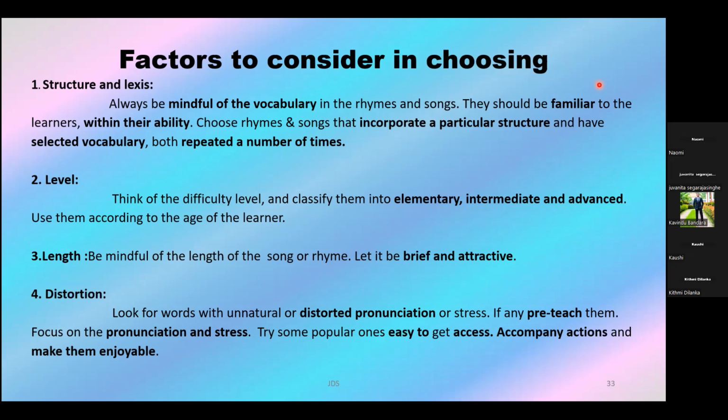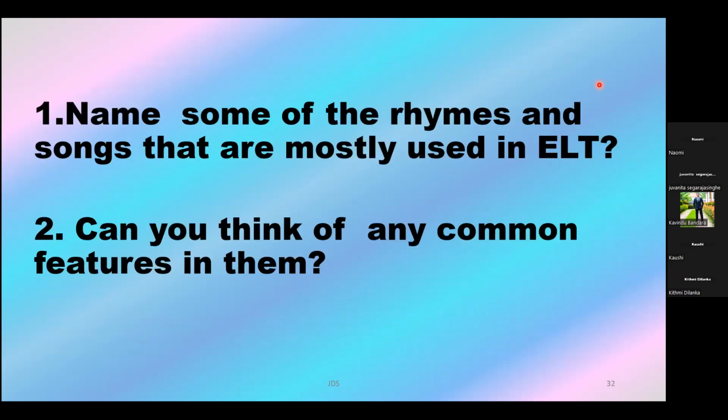Right. So what should we take into account when deciding on a song or a rhyme? The level of the children and the level of the song that has been chosen. Right. How are you going to check the level of the song? With the words, you have to see whether the words used in the song are familiar to the learners.